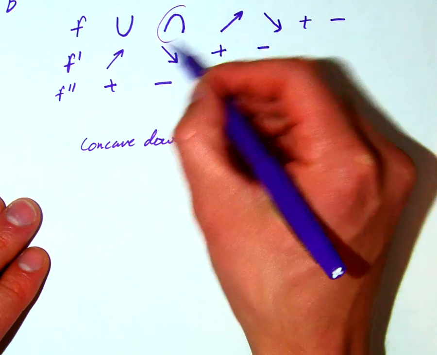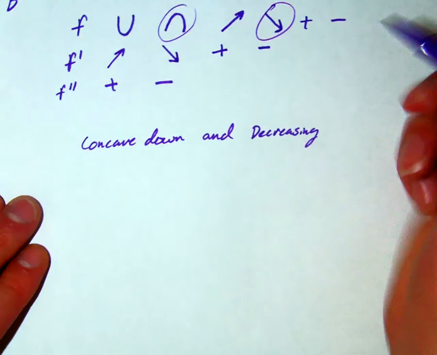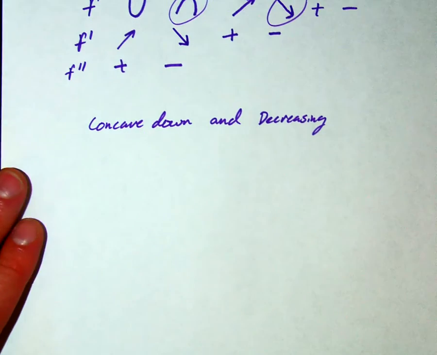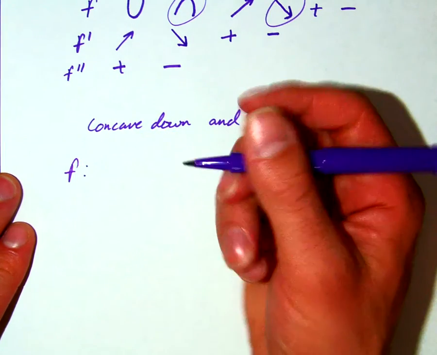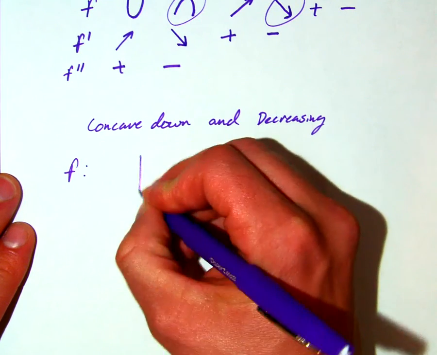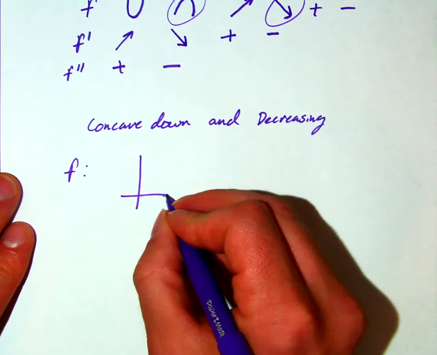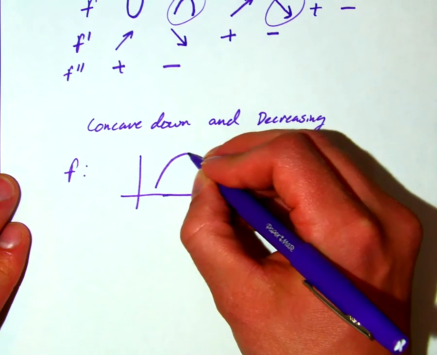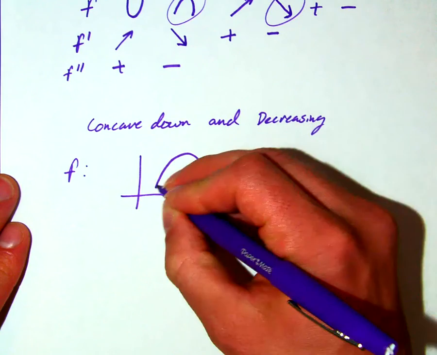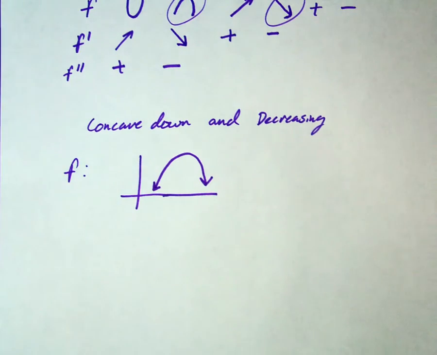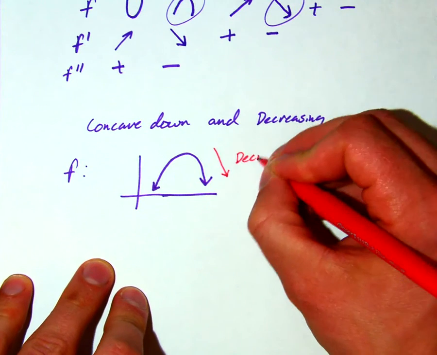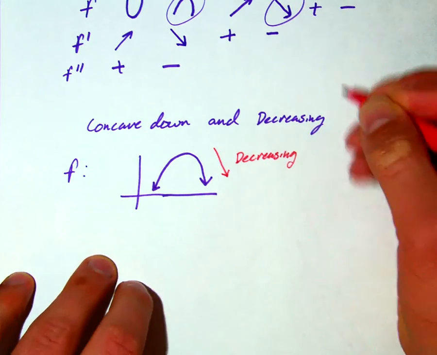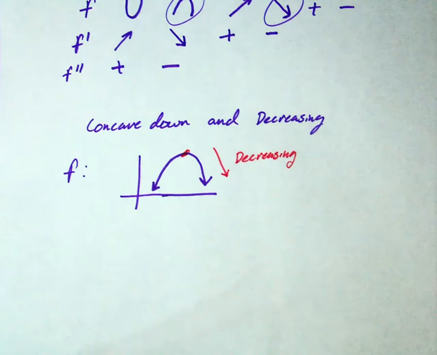So it needs to be concave down and decreasing. It always helps me to draw a little bit of a picture. Let's say I had the graph of f, and the graph of f looked something like this. Okay. I can tell that's concave down. Also, over here is the part where it's decreasing. Kind of from here on over, it's decreasing.